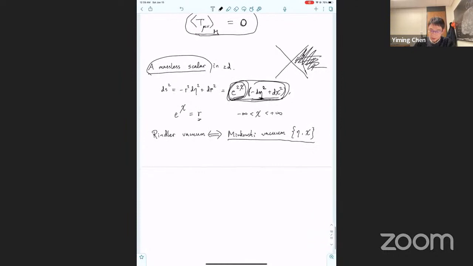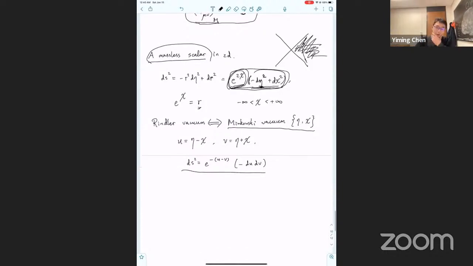This construction makes it very easy to work out, for example, the 2-point function of the massless scalar in the Rindler space. And it will be even easier to use a so-called null coordinate or light-cone coordinate, where u is equal to eta minus chi and v is equal to eta plus chi, in terms of which the metric can be written as e to the minus u minus v, minus du dv. So it's just some more manipulation that you can do.